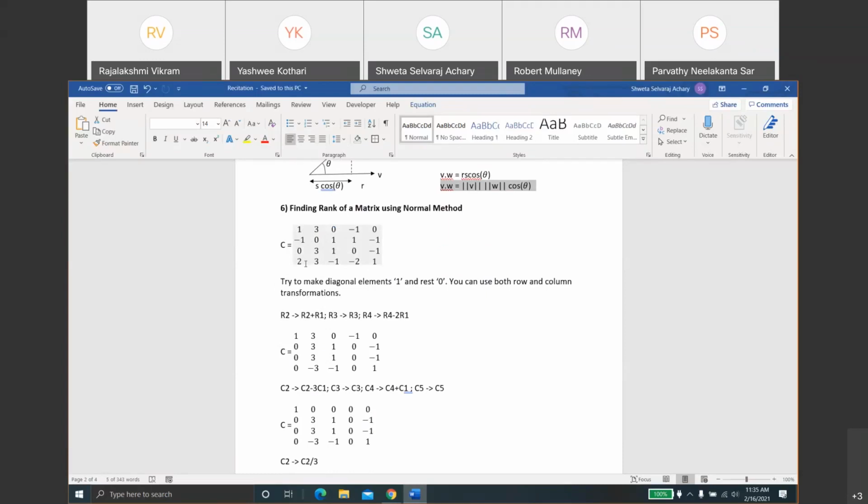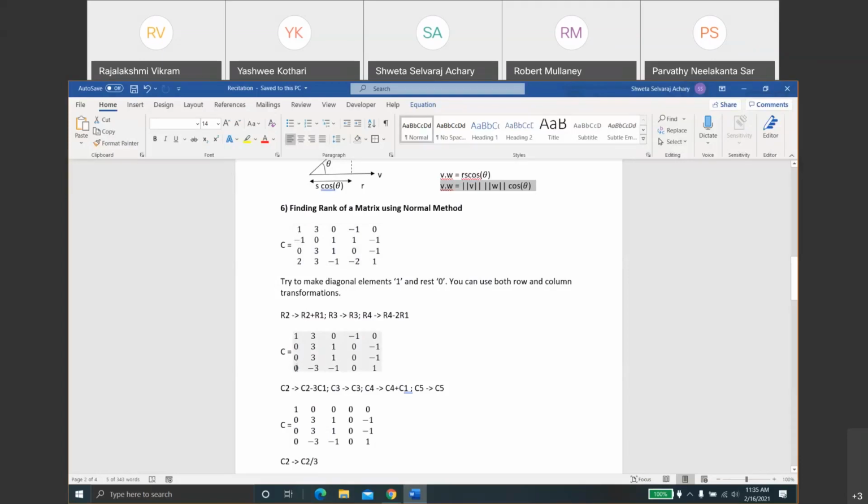So consider this matrix C. The first diagonal element is already 1, so we do not have to make any transformation. So now our aim is to make everything below this 1, 0. So what we see that this minus 1 plus 1 will make it a 0. So R2 will change to R2 plus R1. R3 is already 0, so we'll keep R3 as it is. R4 will become R4 minus 2R1. Doing that, we'll get every element below this 1, 0.